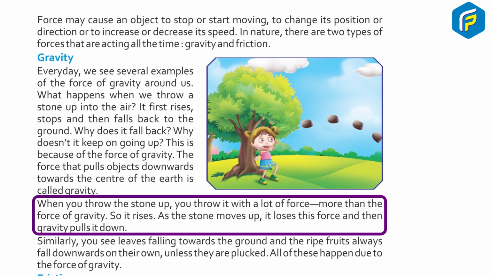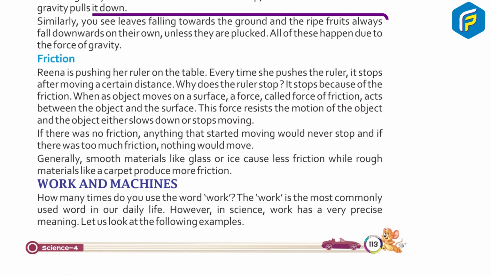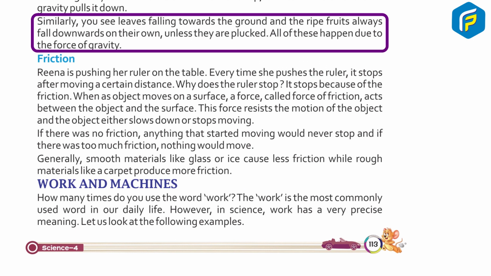When you throw the stone up, you throw it with a lot of force, more than the force of gravity, so it rises. As the stone moves up, it loses the force and then gravity pulls it down. Similarly, you see leaves falling towards the ground, and ripe fruits always fall downwards on their own, unless they are plucked. All of these happen due to the force of gravity.